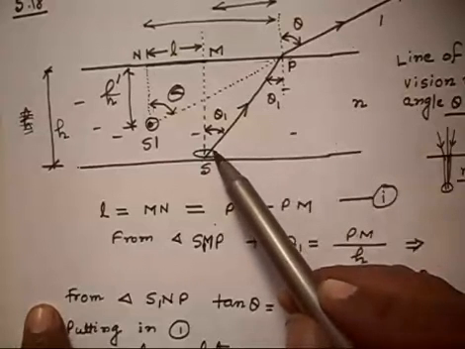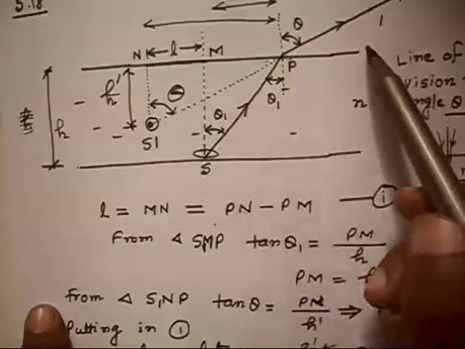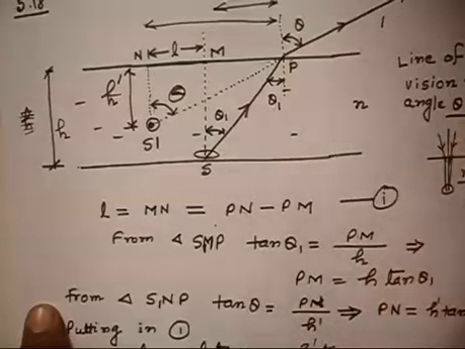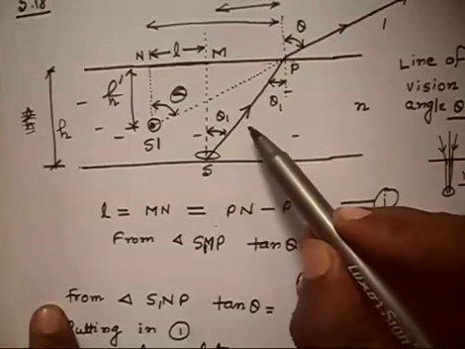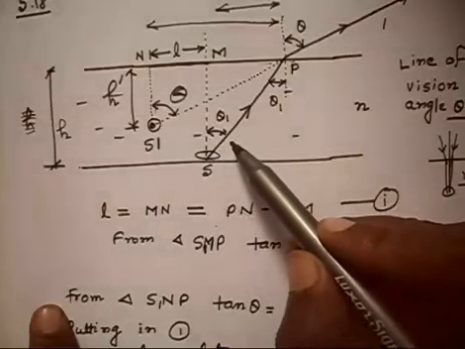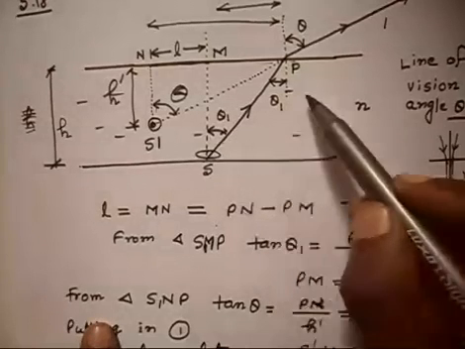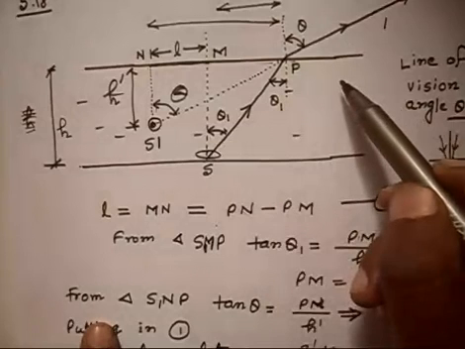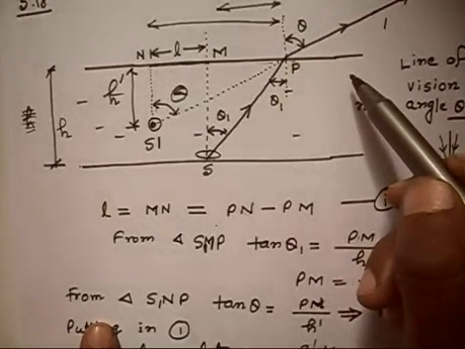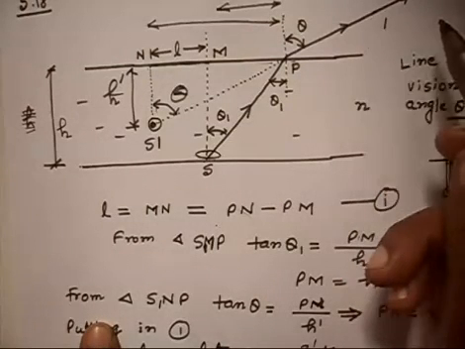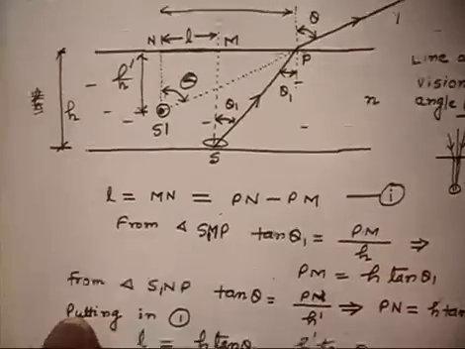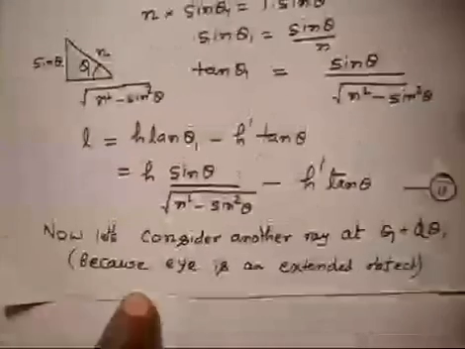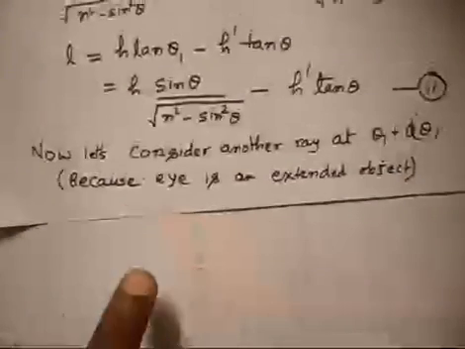Now let us consider a ray that is going to the eye. The eye is an extended object, so I can consider more than one ray going to the eye. Let us consider the next ray going to the eye, that emerges from here. The angle of incidence on this surface is theta 1 plus d theta 1, and correspondingly the angle of refraction is theta plus d theta. So let us copy this one and then we will discuss the next diagram.